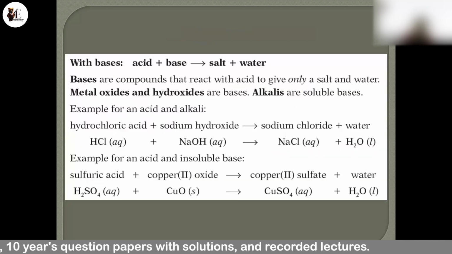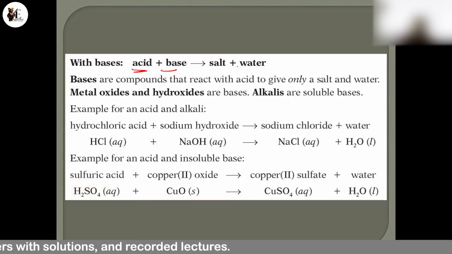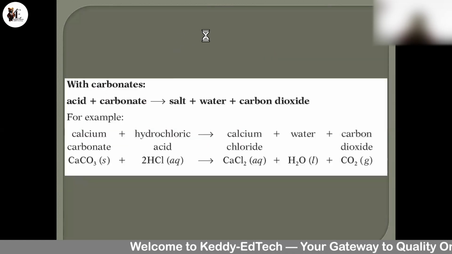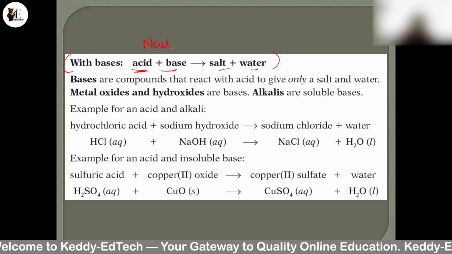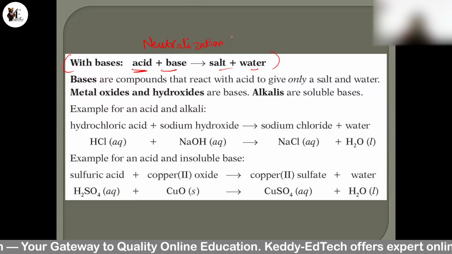Okay, next is with bases. What happens with bases? When acid reacts with base, we have a salt and water. So this is important. Metal reacts with acid to form salt and hydrogen. But when base reacts with acid, it forms salt and water. So this reaction is an example of neutralization reaction, where acids and bases neutralize each other.